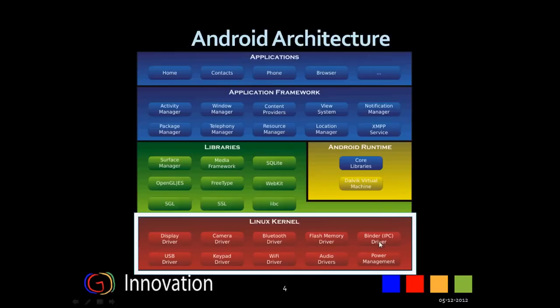Also, the 2 components, Binder and Power Management, are part of the Linux kernel, but these are the main components which are modified within the Linux kernel to make it more useful and compliant with the mobile architecture.